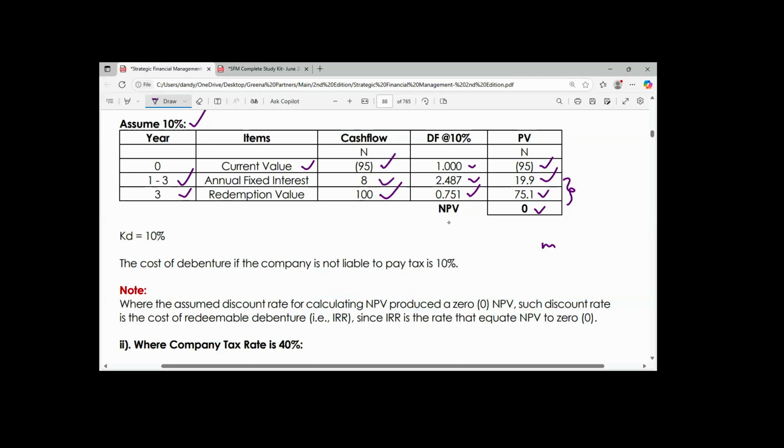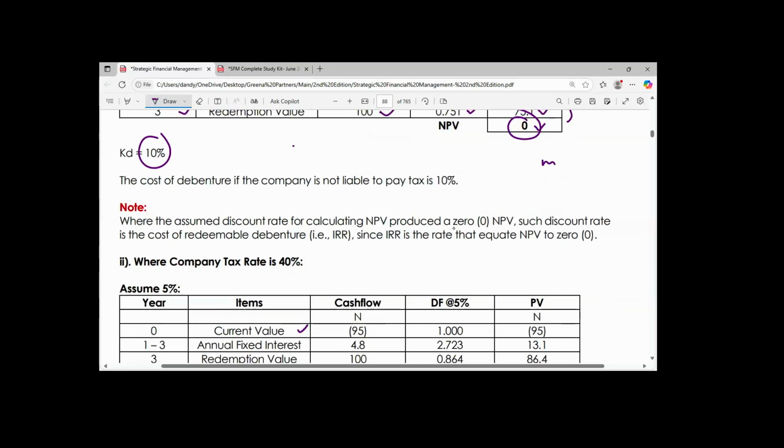So we assume 10% and 10% produce 0 NPV. It means that the cost of redeemable debenture for Emery PLC is 10%. So do nothing. There's no need for you to come and put the internal rate of return formula again. You have gotten the answer you are looking for, because this 10% is the one that produces 0 NPV. So any rate that you assume that produces 0 NPV is your internal rate of return.